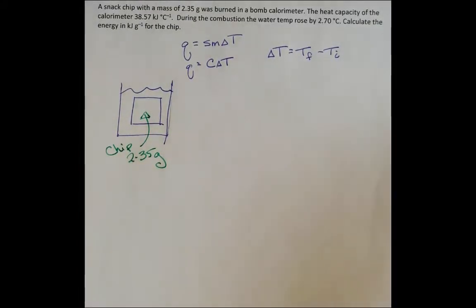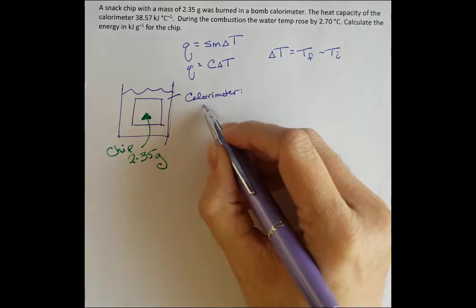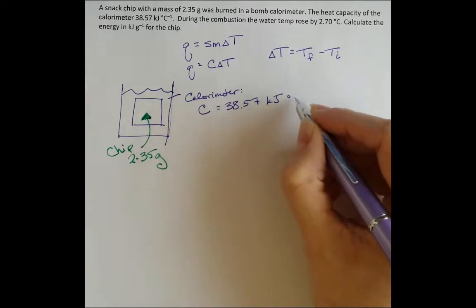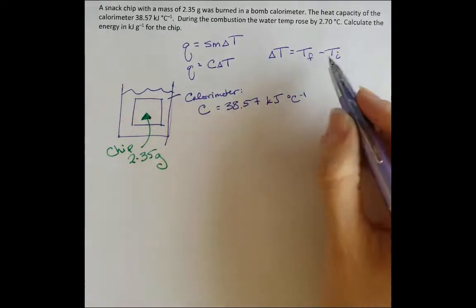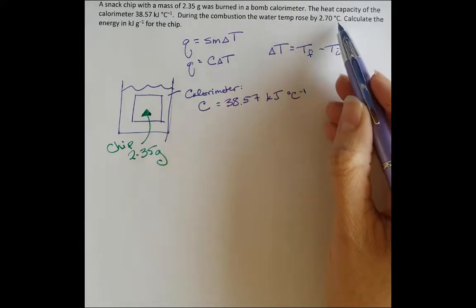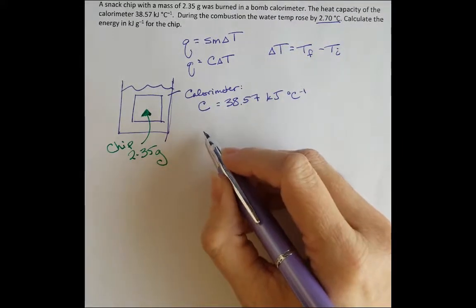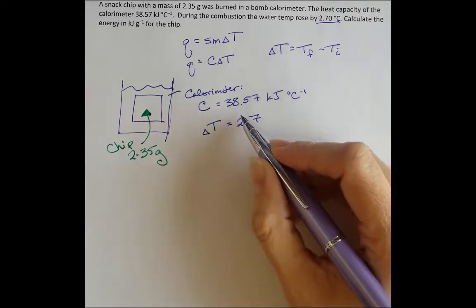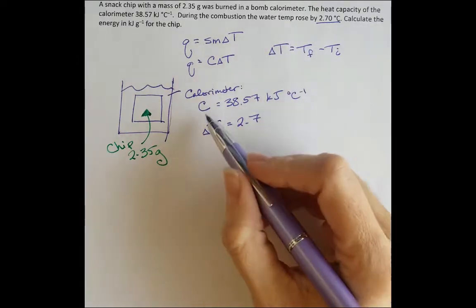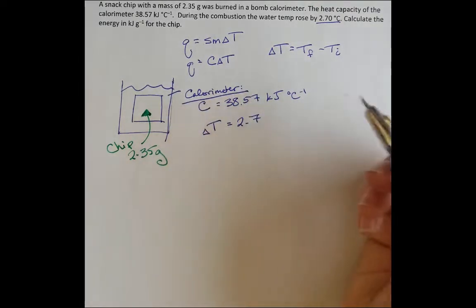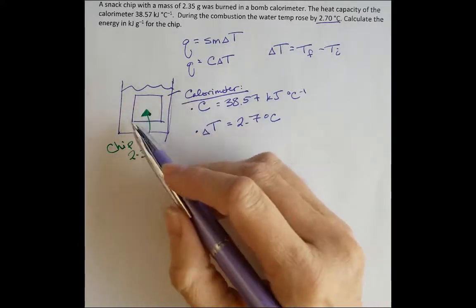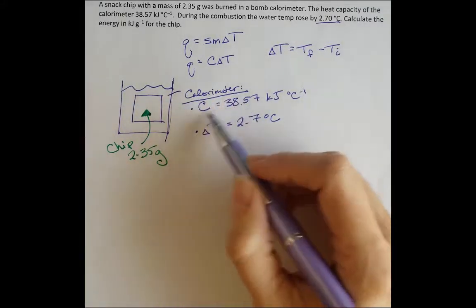Everything else I know, and I know that the heat capacity of the calorimeter is 38.57 kilojoules per degree Celsius. And I know that the water temperature rose by 2.7 degrees Celsius. So I actually know that the change in temperature is this 2.7. Since this is talking about the water temperature, it's also associated with the calorimeter. So that's going to give us both a heat capacity and a change in temperature of the calorimeter, since that's where the water is.